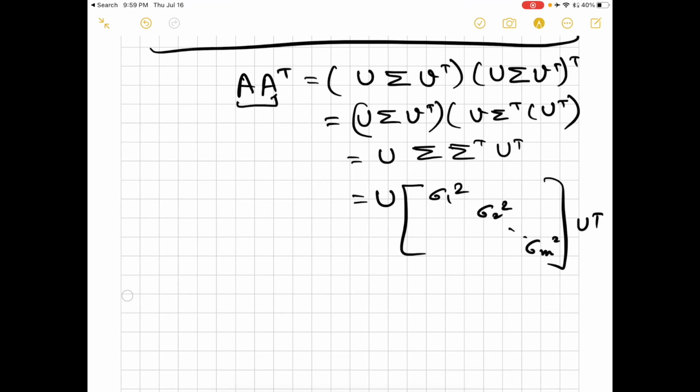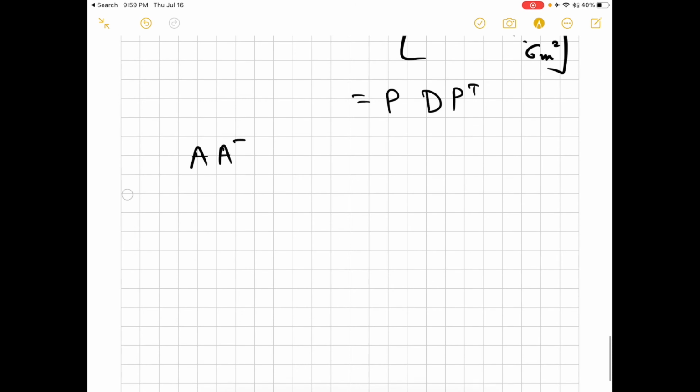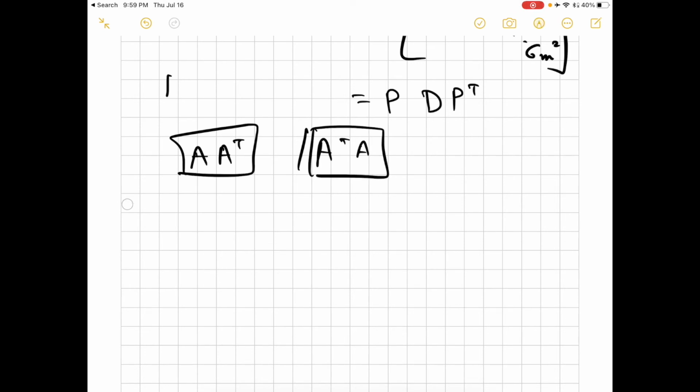Again, what we will do is take the product of A and A transpose and compare it with P D P transpose, as this is also going to be square and symmetric. Now, one may ask what the similarities and dissimilarities are between A A transpose and A transpose A. Of course, the dimensions are going to be different. If A is of dimensions m cross n, A A transpose is going to be of size m cross m, and A transpose A is going to be of size n cross n.